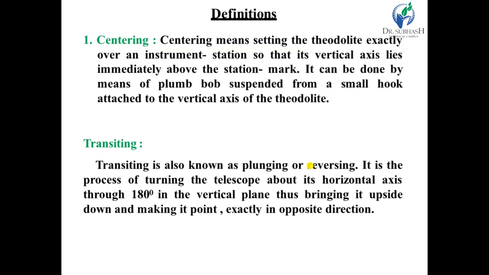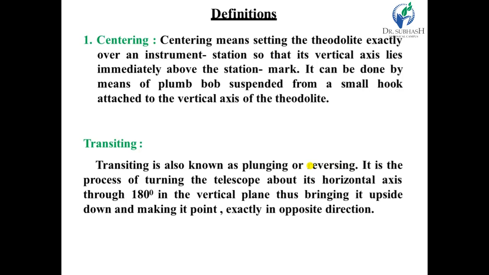Next thing is centering. These are the terminologies we have to understand for using the theodolite. What is centering? Centering means setting the theodolite exactly over the instrument station so that its vertical axis lies immediately above the station mark. It can be done by means of a plumb bob suspended from a small hook attached to the vertical axis of the theodolite.